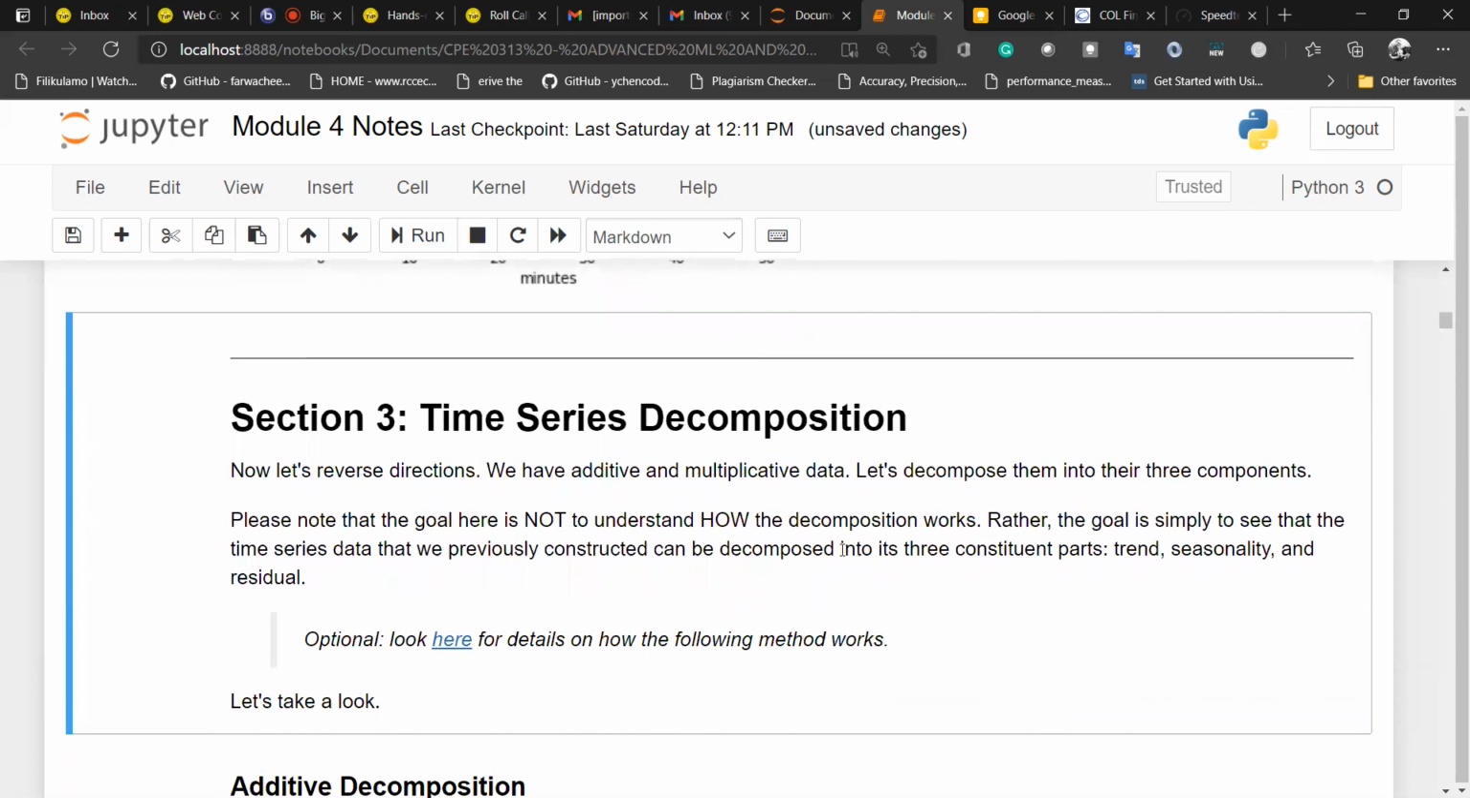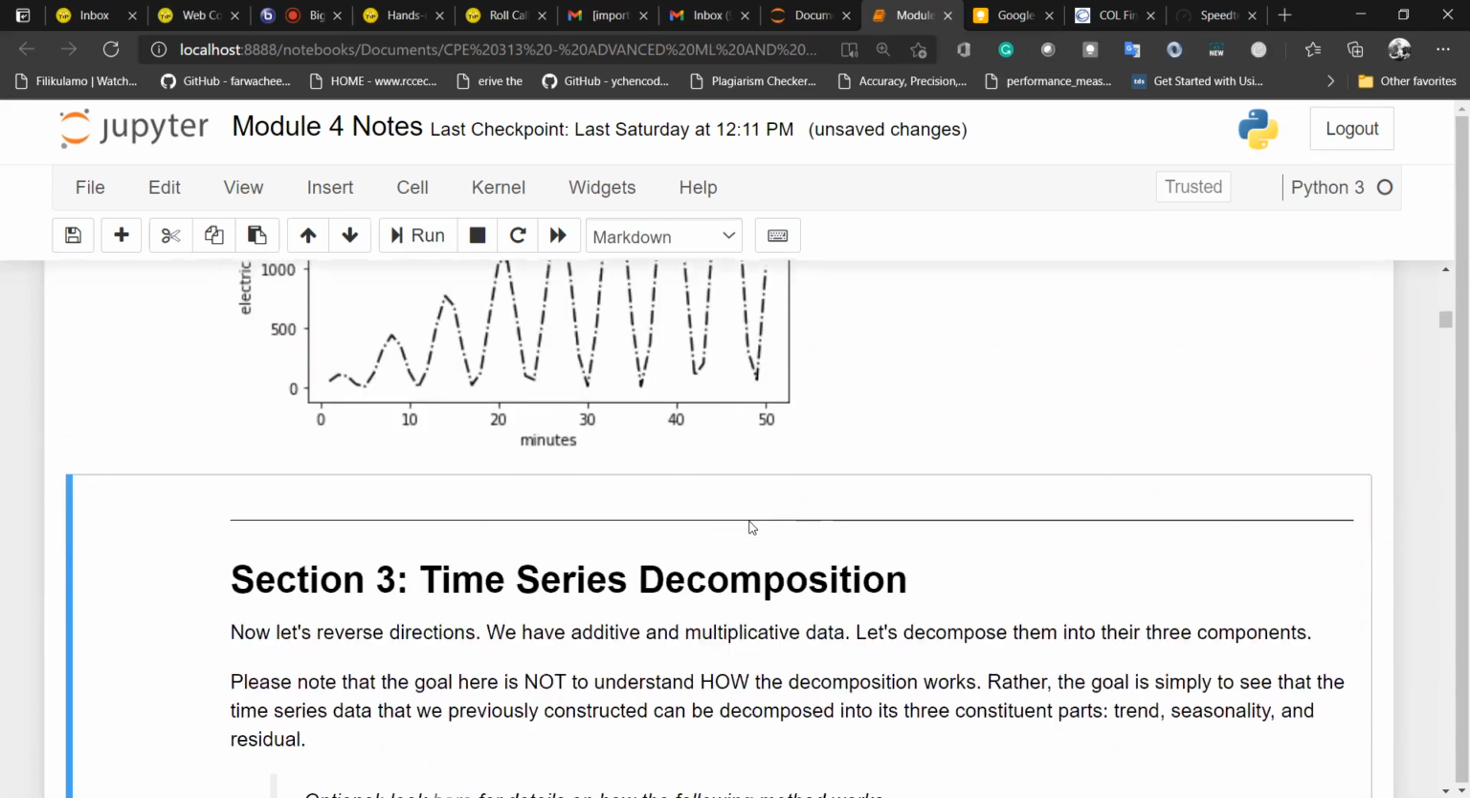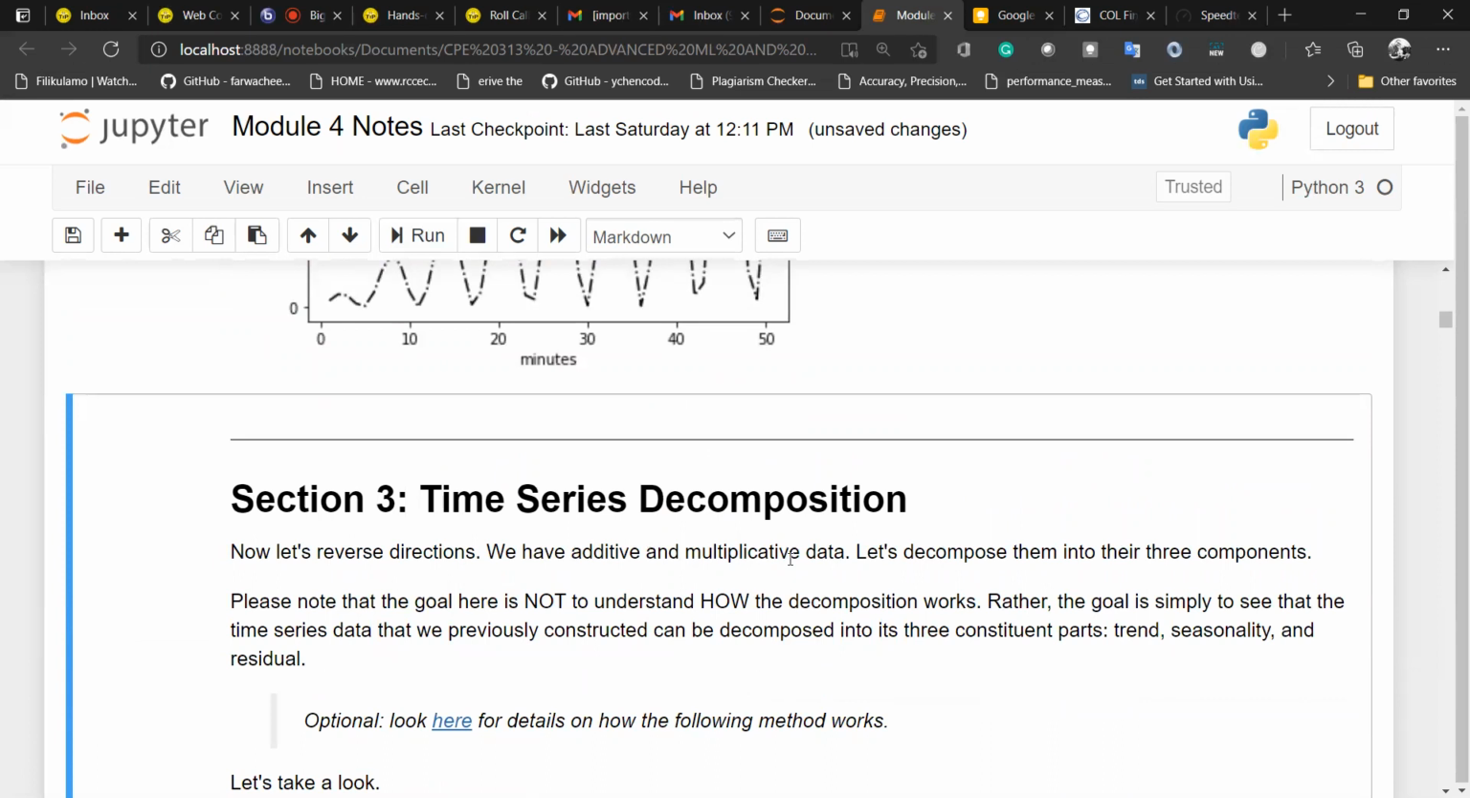Now, how do we do time series decomposition? This is the third part, where we try to reverse direction. We'll try to decompose this model. We can decompose a multiplicative model, and we can also decompose an additive model. Now that we have additive and multiplicative data, we can try to decompose them into three components. Please note that the goal here is not to understand how the decomposition works. Rather, the goal is simply to see that the time series data we previously constructed can be decomposed into its three constituent parts, which are trend, seasonality, and residual.